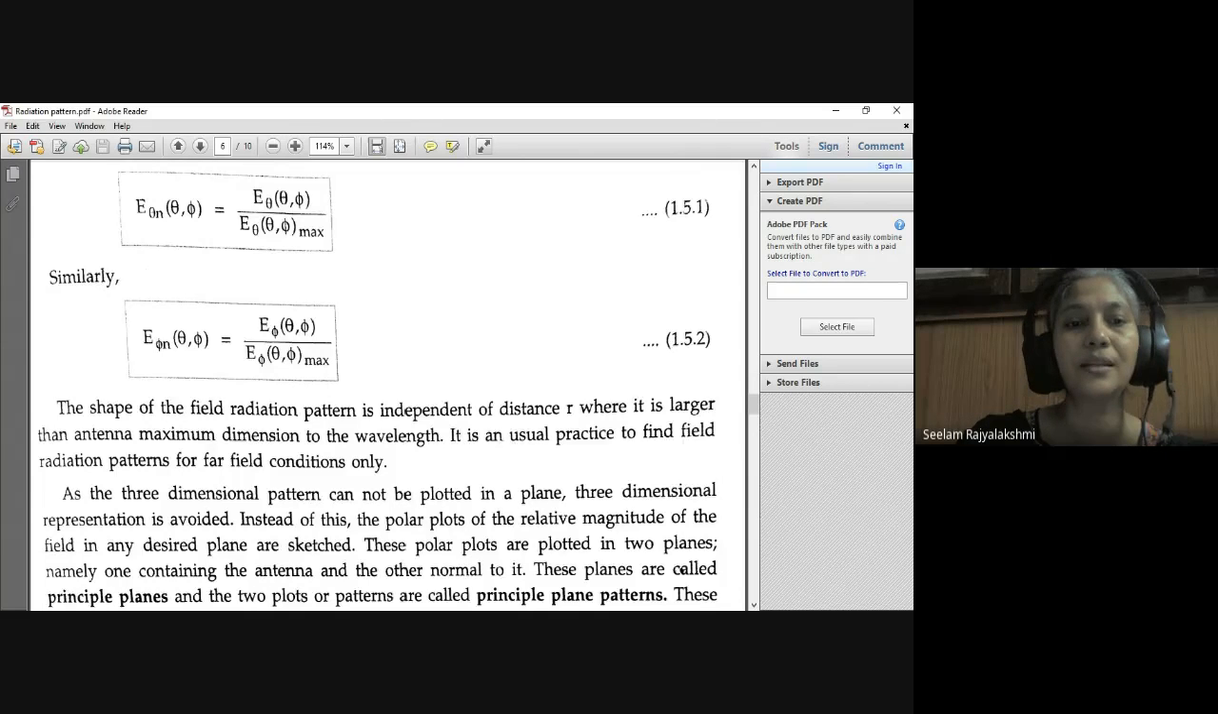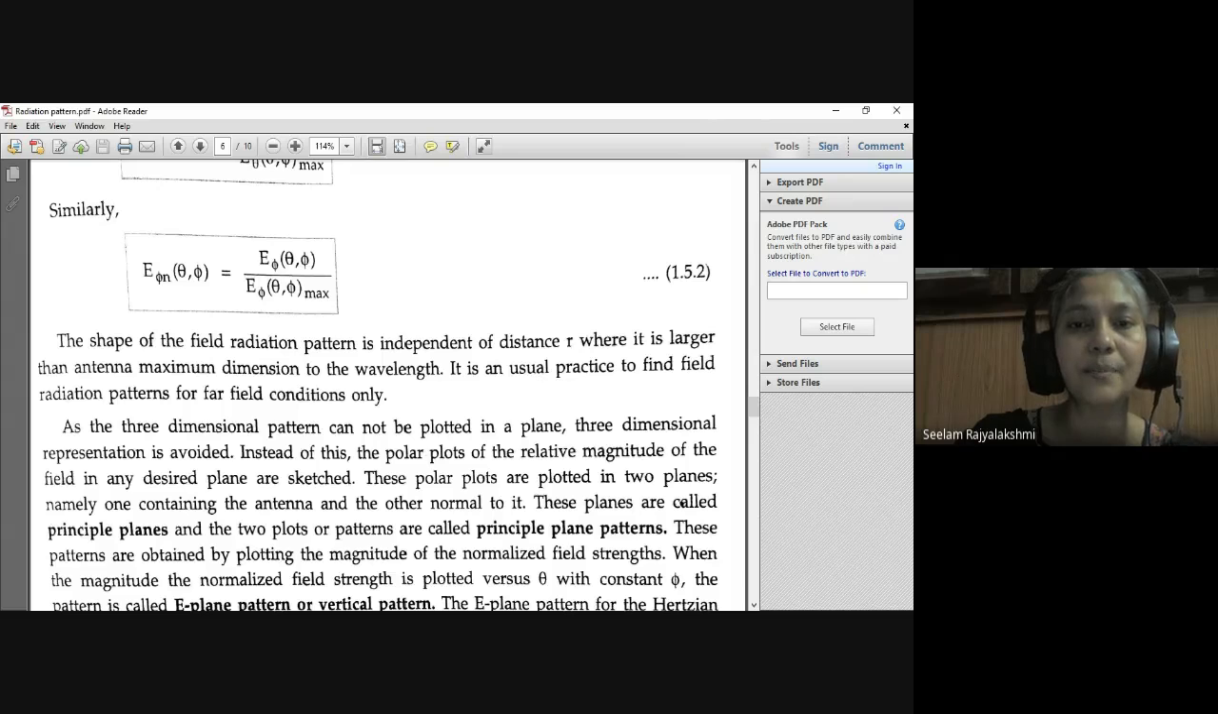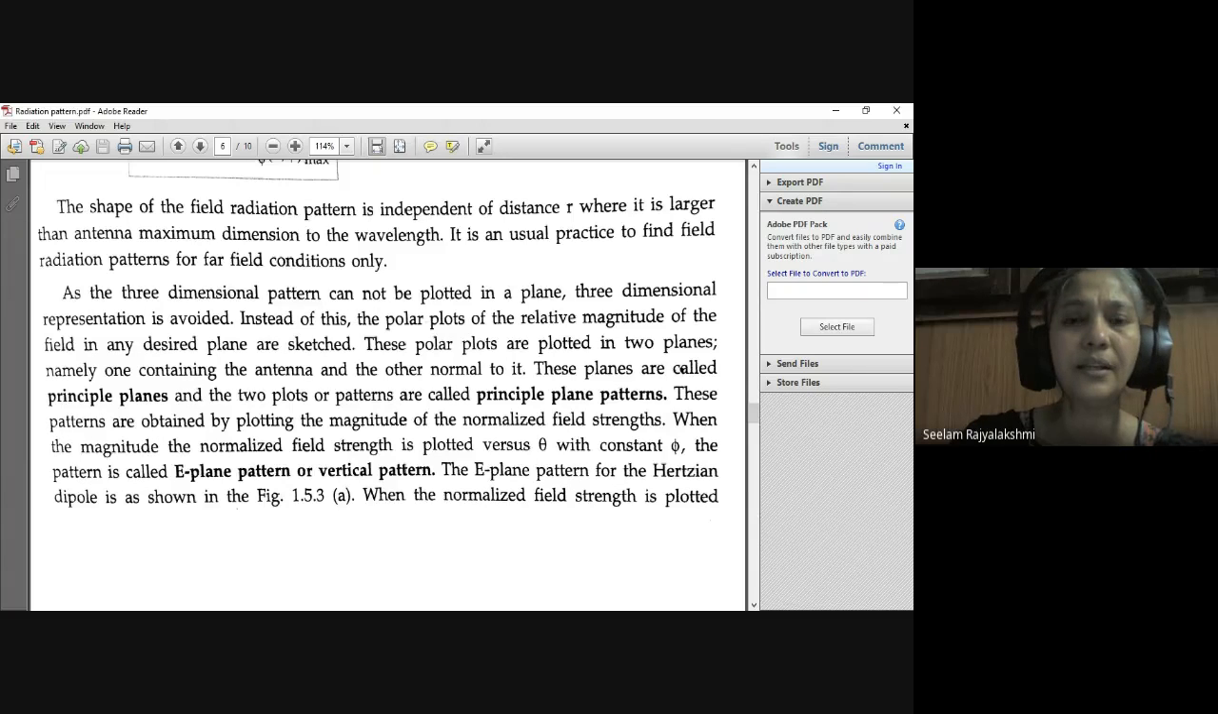The shape of the field radiation pattern is independent of distance r, where r is larger than the ratio of the antenna's maximum dimension to the wavelength. So it is usual practice to find the field radiation patterns for far field conditions only. As we have already seen, a three-dimensional pattern cannot be plotted in a plane. In a plane we can plot only two dimensions, so the three-dimensional representation is avoided.